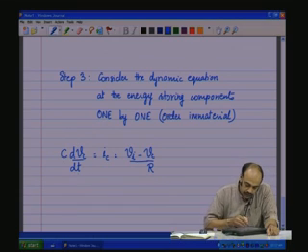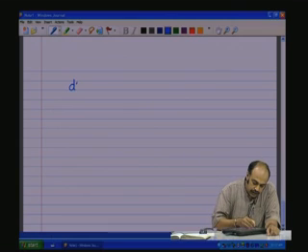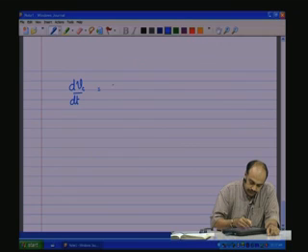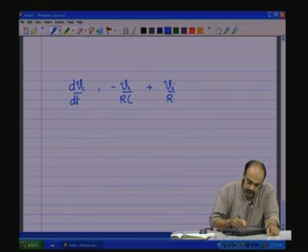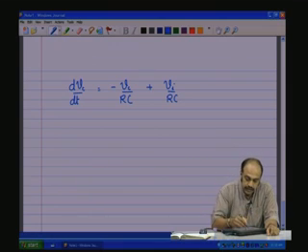Note that in this equation only the input and the state variables are used apart from the parameters. Now this equation can be rewritten in the following form: dVc by dt equals minus Vc by RC plus Vi by RC. This is now in the standard form.